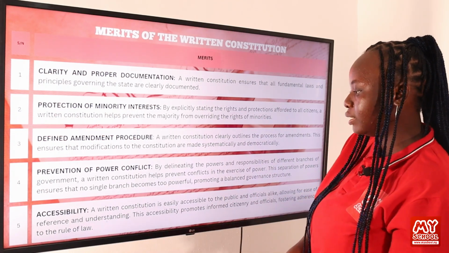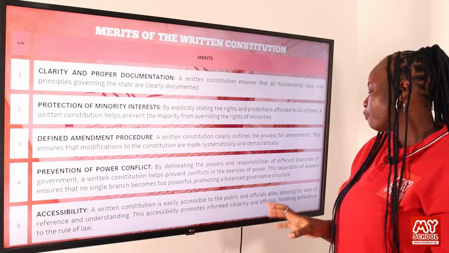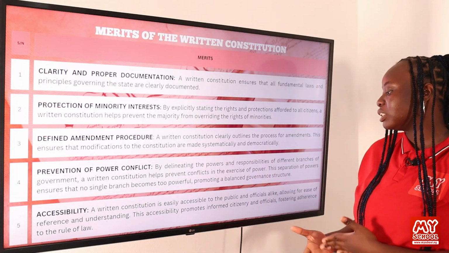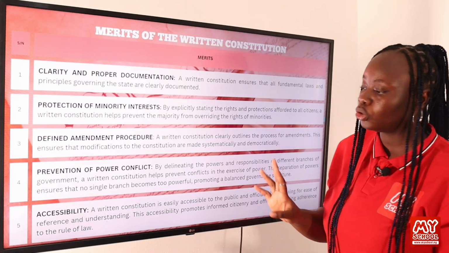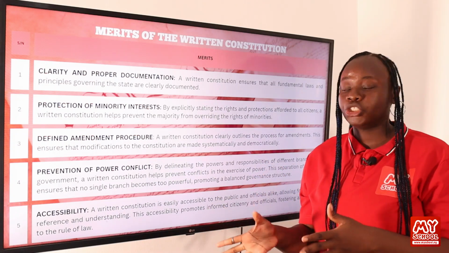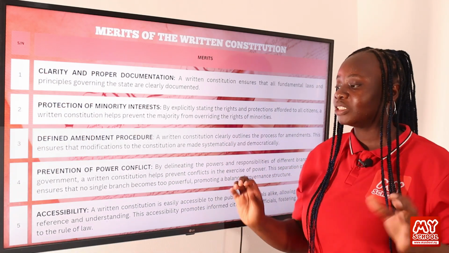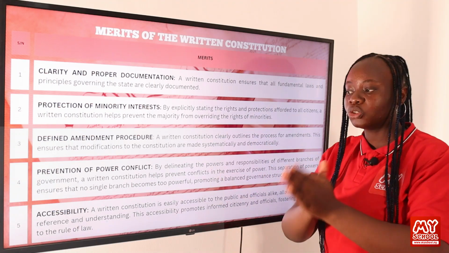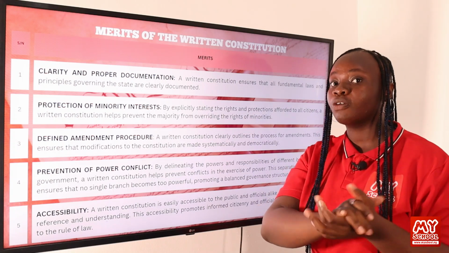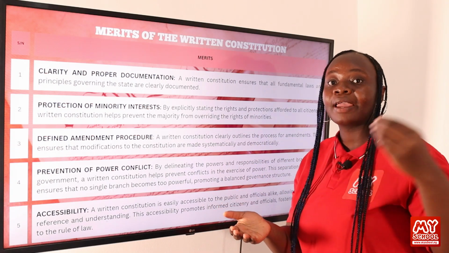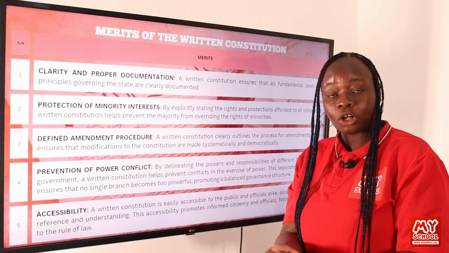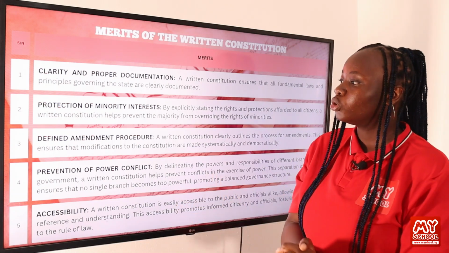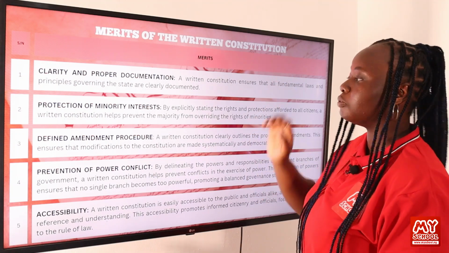So there is also accessibility. A written constitution is easily accessible to the public and officials alike, allowing for ease of reference and understanding. This accessibility promotes informed citizenry and officials, fostering adherence to the rule of law. Unlike an unwritten constitution where most of these laws are written in different documents, the citizens can access the laws which are written in a single document or just in a few documents. This helps them to seek redress in the court of law whenever their rights are being abused by those in power. So they can go to the court with reference to the constitution saying the law states this and therefore I deserve so and so. This is why accessibility is one of the merits of a written constitution.